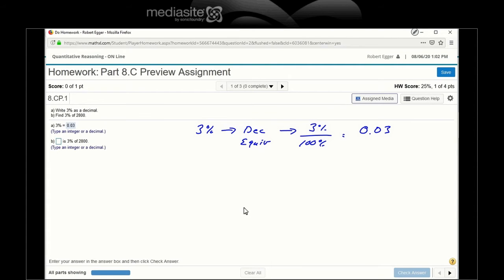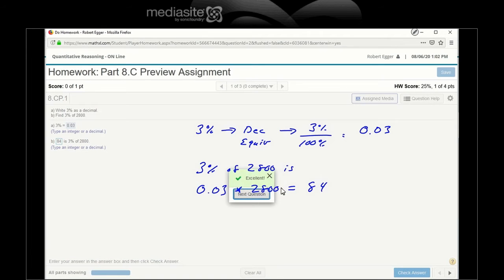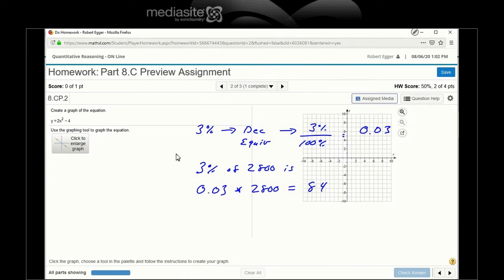And now what is 3% of 2800? Well, we want the decimal equivalent. Of means multiplication, of what? 2800. And is means equal. So what is 3% of 2800? And by my calculations, that should be 84. Yep. And of course, use a calculator.